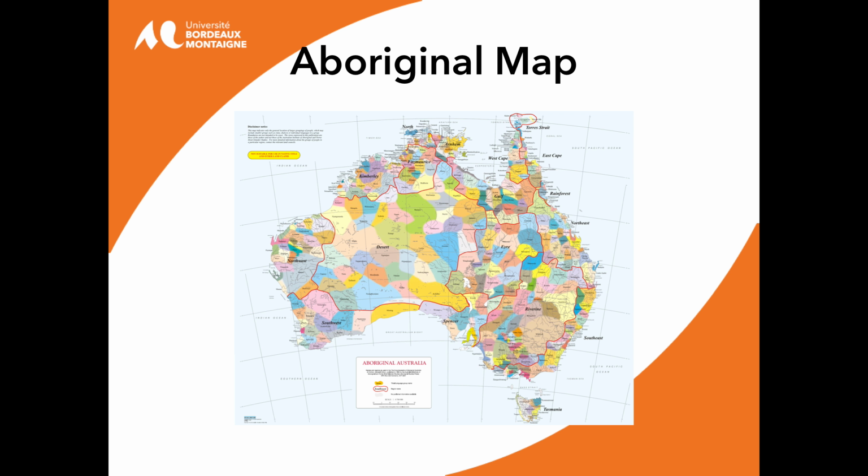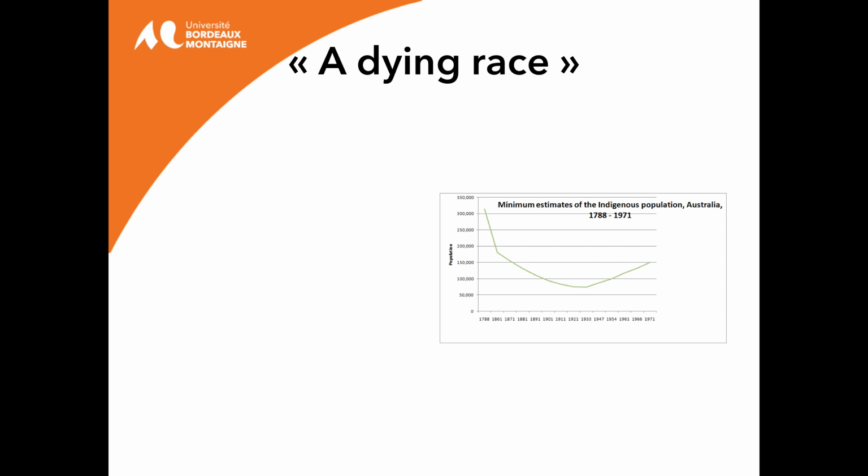Remember, I've already shown you this map, a map of Aboriginal languages, Aboriginal clans, tribes, etc. So you see that they were living everywhere across the country. But very soon their numbers dropped after the arrival of the British. So this is a very minimum estimate. Some people say that there were about 1 million before the arrival of the British, others 750,000. So that's really the minimum estimate of the indigenous population when the British arrived.